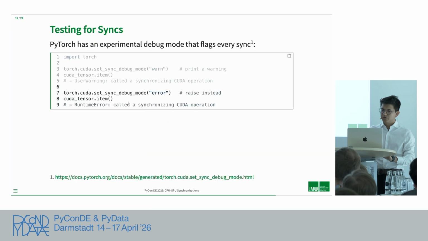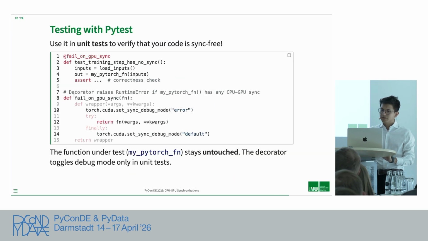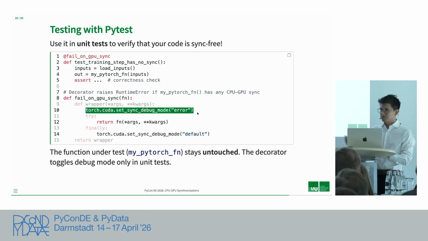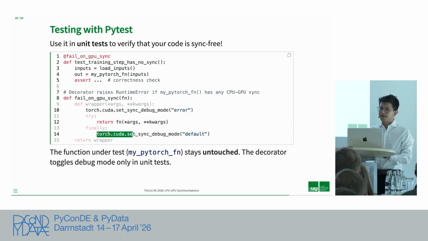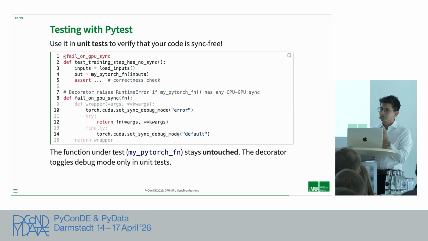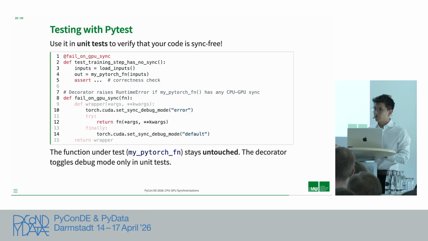And what's happening under the hood is this decorator. Before calling the function, I set the debug mode to error, such that it raises an exception on the function. And afterwards, you deactivate it again. The cool thing is that you're not touching the function under test. You're only modifying unit testing code, so the production code stays clean of this experimental API. And you can also test code that is coming from a library, or that is not your own code. You can still test it for synchronizations without modifying it at all.